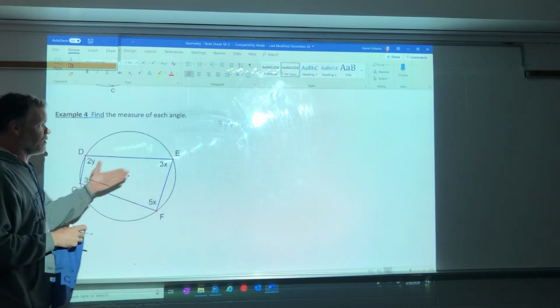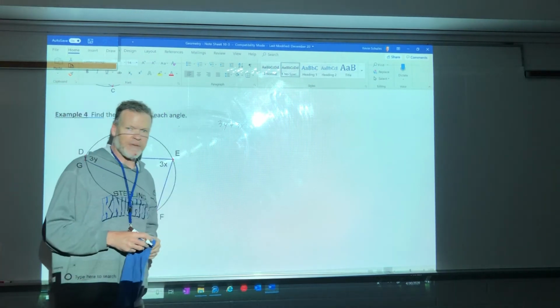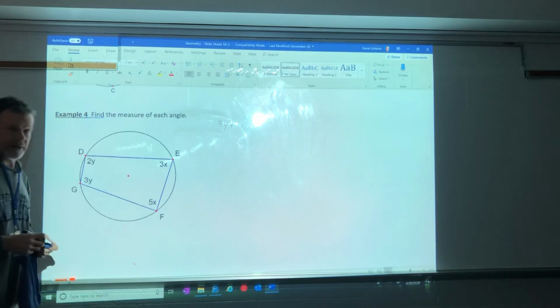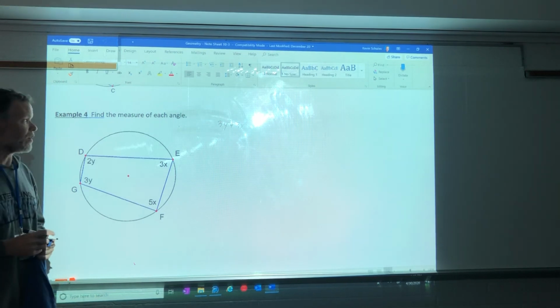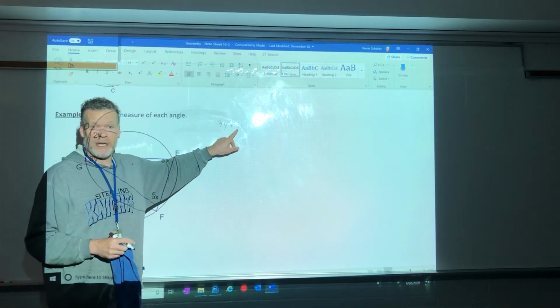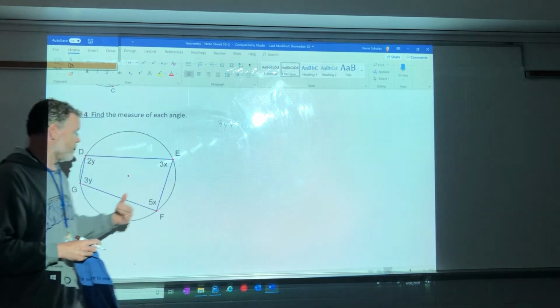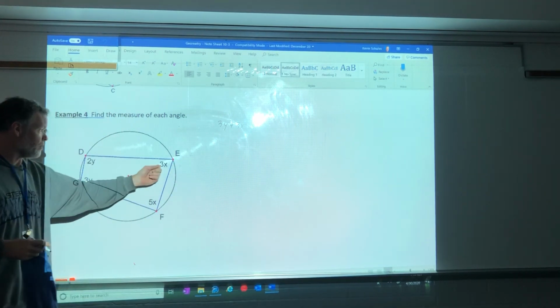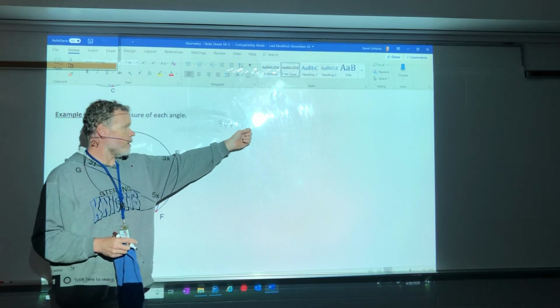Now, our problem here is that we're dealing with two different variables. If they were both x's or both y's, we'd be able to solve this. We wouldn't have any problem at all. But since they're two different variables, we can't do anything with this. What we need is another equation. Well, we know 3y plus 3x equals 180.